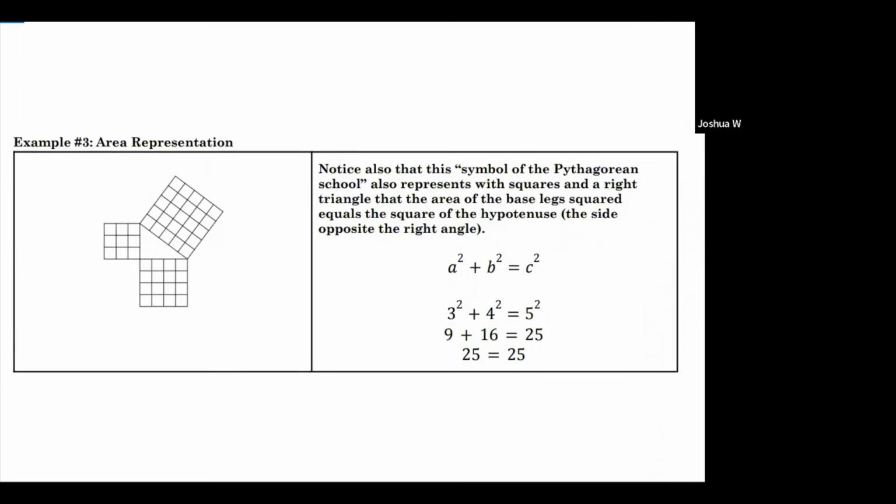In this next slide, you can see this symbol here on the left. Notice that this is the symbol of the Pythagorean school and also represents the squares of a right triangle, showing that the area of the base leg squared plus the leg squared equals the square of the hypotenuse, which is the side opposite the right angle. So as you can see with the units marked off in equally spaced squares, those 9 units plus 16 units is exactly equal to the 5 by 5 square that is along the diagonal side.